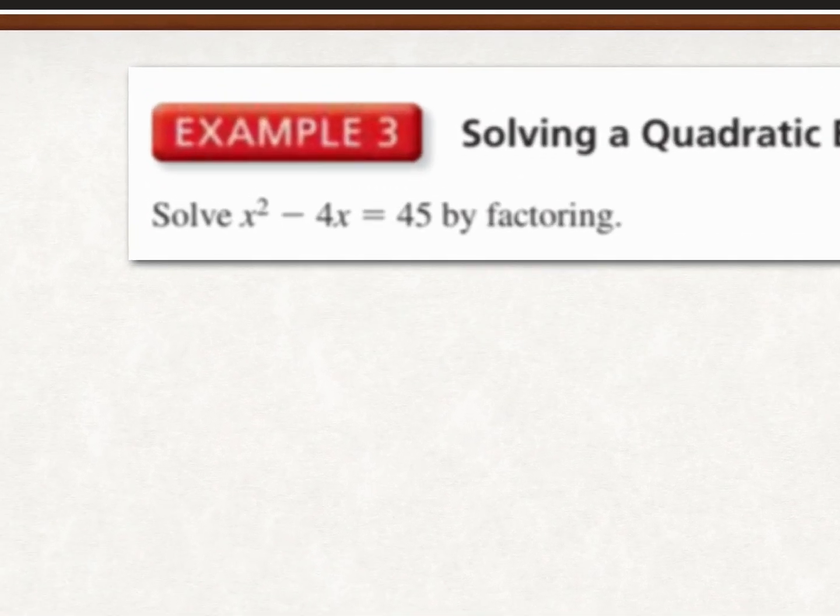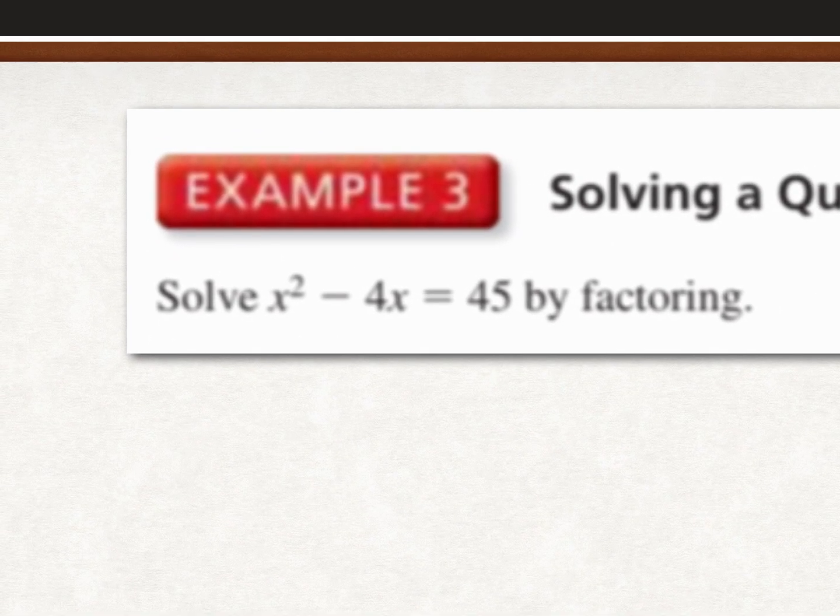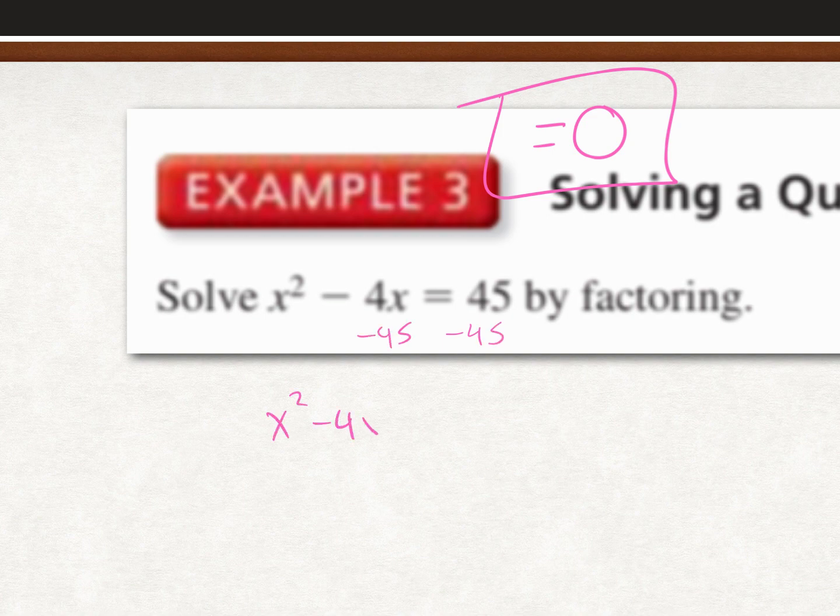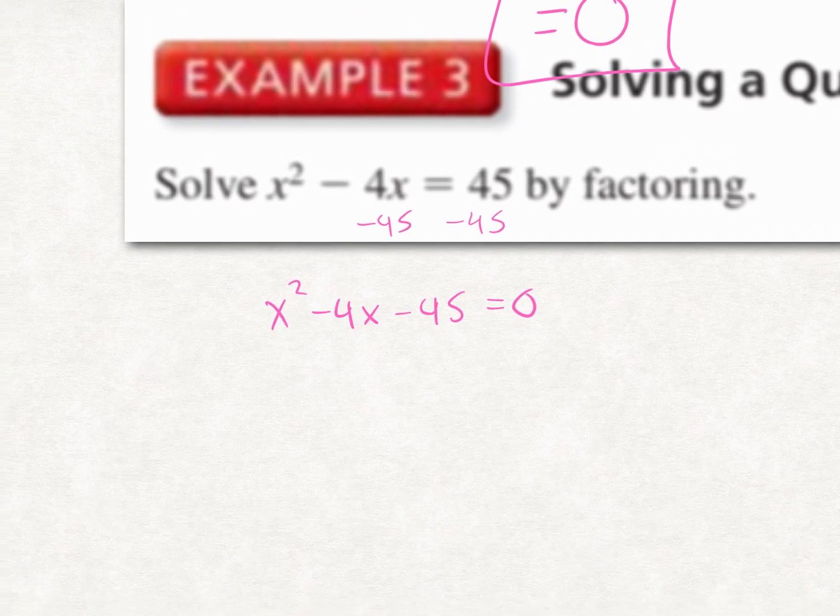So example 3, we're going to solve by factoring. Just like before, we have to have it equal to 0 if we're going to factor it. So I need to subtract 45 on both sides. So x squared minus 4x minus 45 is equal to 0. Now I need 2 factors of negative 45 that add to negative 4. So that would be negative 9 and 5. So in my parentheses, I have x minus 9 and x plus 5.